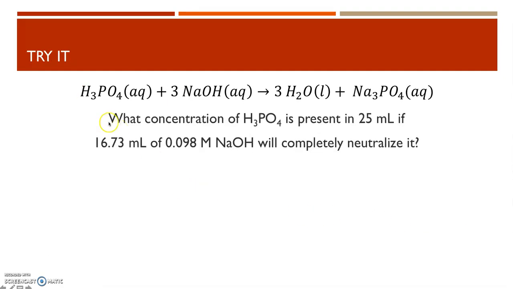A final example here is phosphoric acid, which has 3 acidic protons. So this is another polyprotic acid, except now my stoichiometry between phosphoric acid and sodium hydroxide is 1:3. You pause the video here and try this problem on your own.